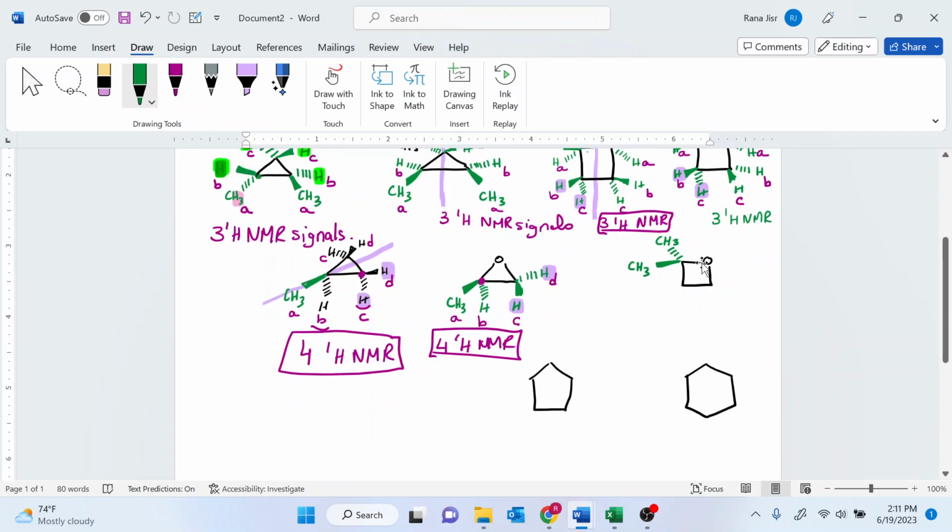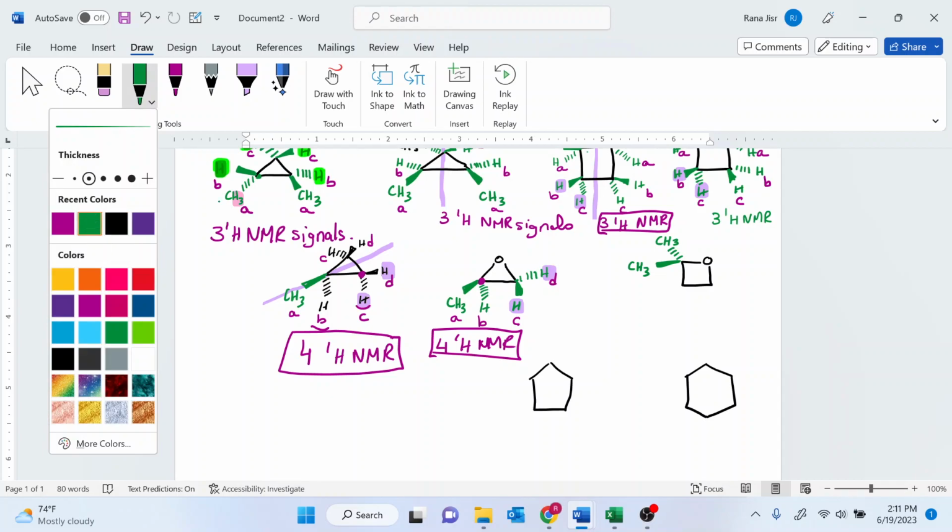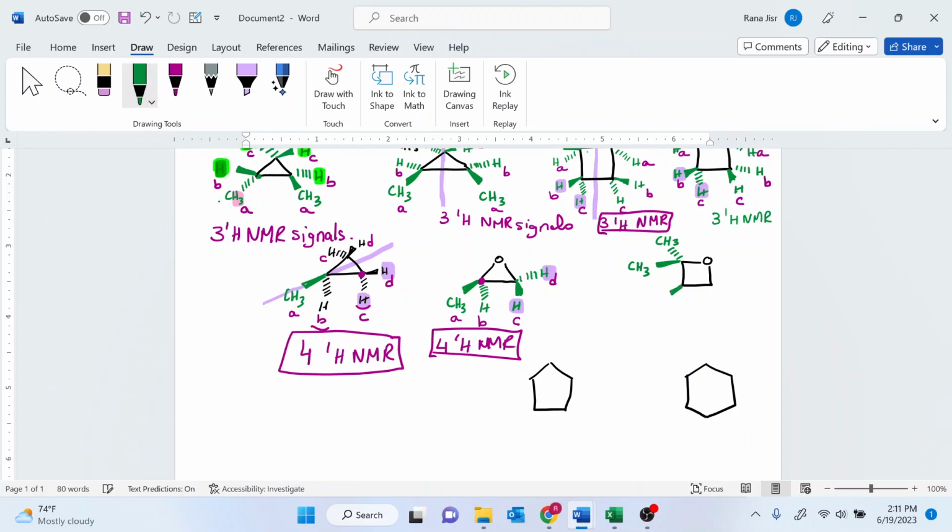Now for this structure over here, there is no plane of symmetry for this structure. Go ahead and draw all the hydrogens that you have, and look, of course, first for the connectivity. So I have a hydrogen here and I have a hydrogen there. Of course, the hydrogens that belong to the CH3, so it's going to be proton A.